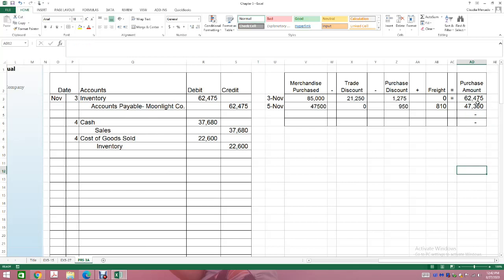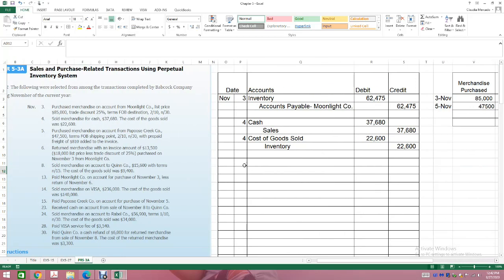So my purchase amount that I'm going to record is $47,360. That is the amount that I'm going to record for my November 5th transaction. So you take your merchandise purchased minus your trade discounts minus your purchase discounts plus your freight, and that will give you $47,360. So now we have to record that entry on the 5th.